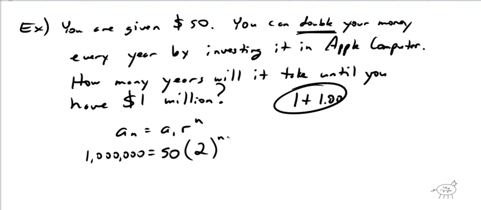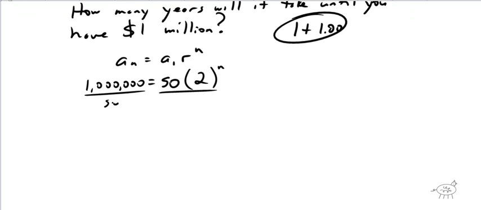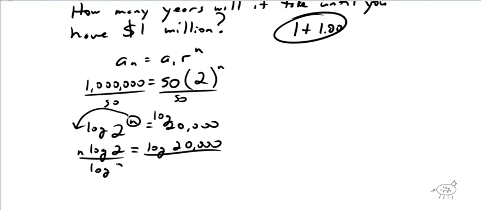So I'm solving for n. How do you solve for n? First of all, I have to divide by 50. So I get 2 to the n, and 1 million divided by 50 is 20,000. And how do you solve for that? You've got to take the log of both sides. Good old logs. Remember that? And then this n goes in the front. And you get n log of 2 equals log of 20,000. Divide both sides by log of 2. So you get n is equal to, divide that out on your calculator, 14.29.